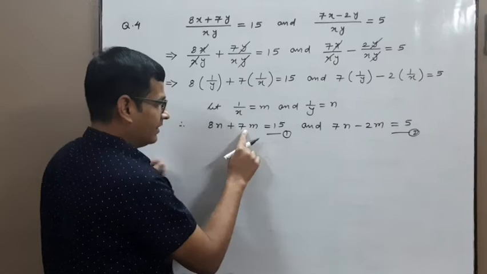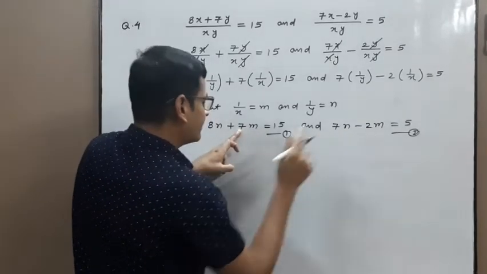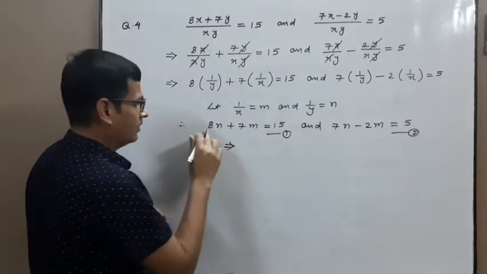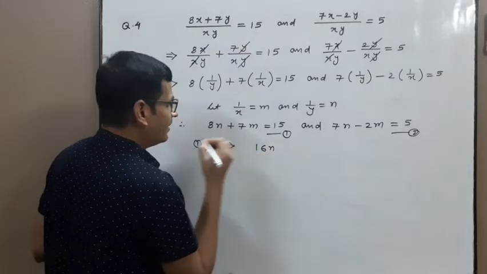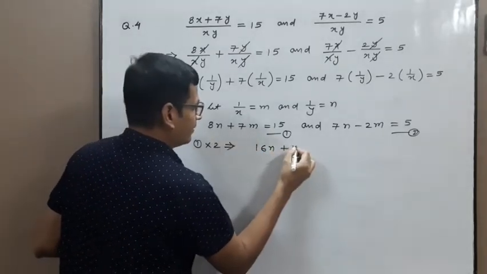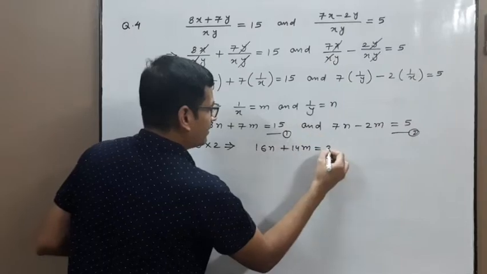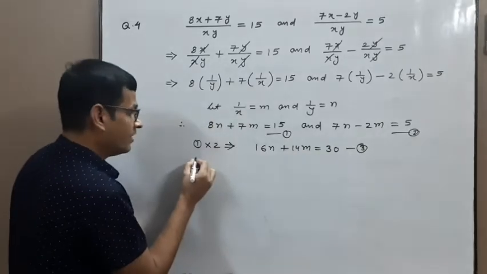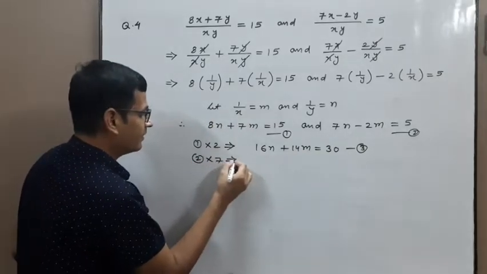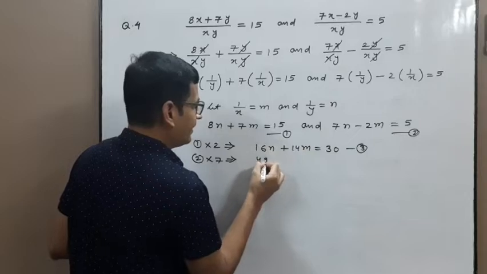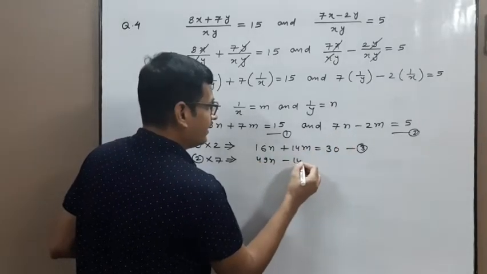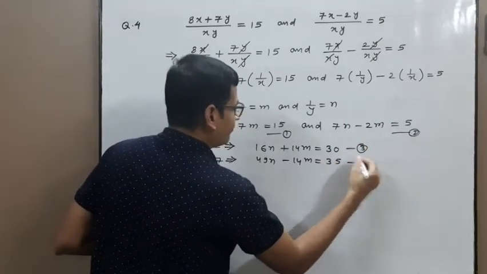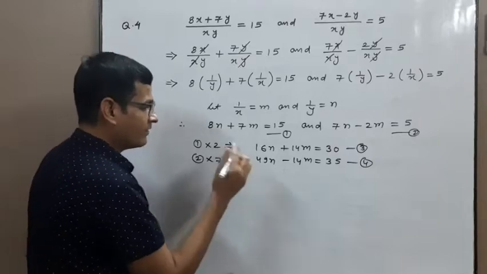Multiply equation 1 with 2 and equation 2 with 7. Equation 1 into 2: 8 twos are 16n, 7 twos are 14m, 15 twos are 30. Equation number 3. Equation 2 into 7: 7 sevens are 49n minus 14m is equal to 7 fives are 35. Equation number 4.